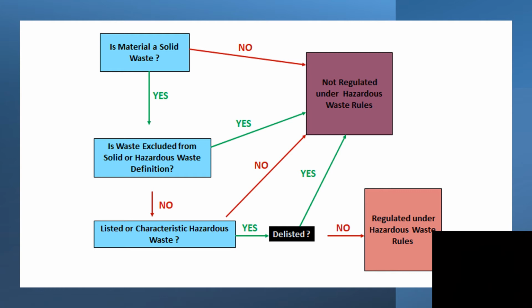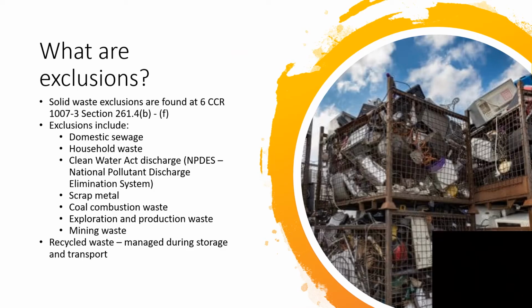So we covered what is a solid waste. Next, is it excluded from the waste definition? Some exclusions are found in the Colorado Code of Regulations, Section 261.4. These exclusions include domestic sewage, household waste, discharges under the Clean Water Act, scrap metal, coal combustion waste, exploration and production wastes, as well as some mining wastes.